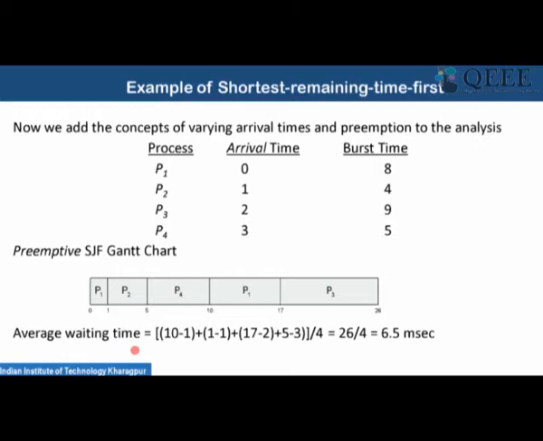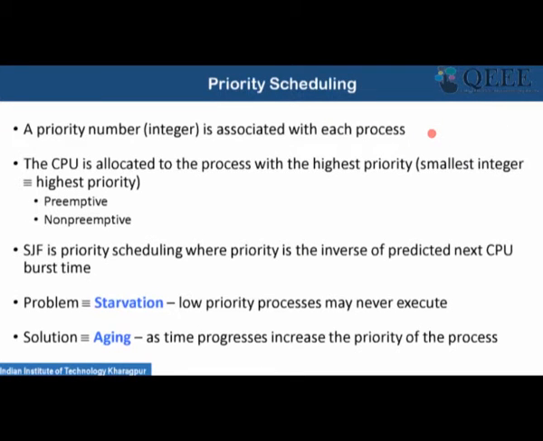Now if you compute the average waiting time, it comes to be 6.5 milliseconds. So if you take this in the order of milliseconds, it comes to be 6.5 milliseconds average waiting time. Next we look into another type of scheduling, which is called the priority scheduling algorithm.